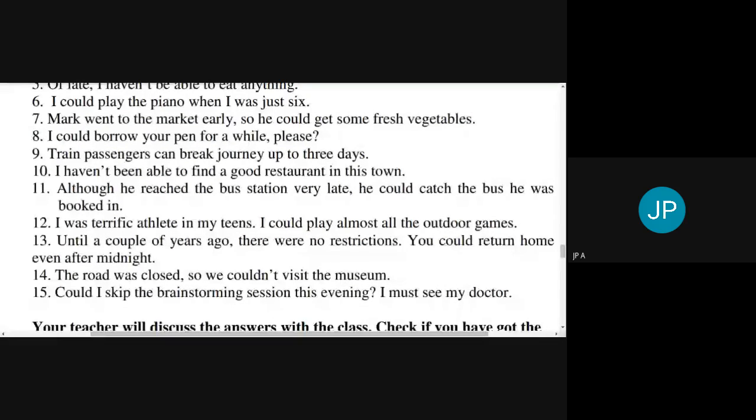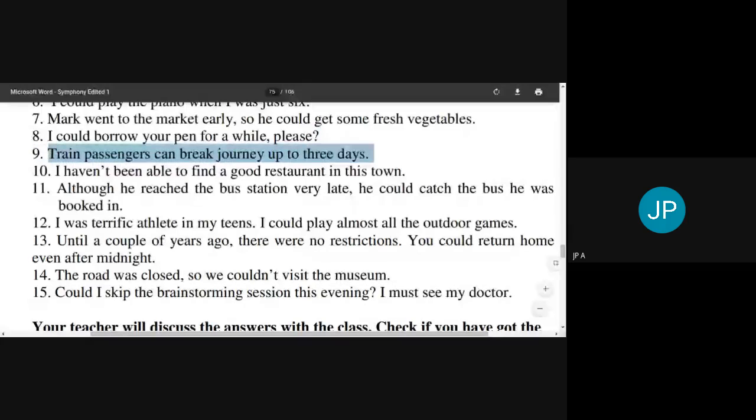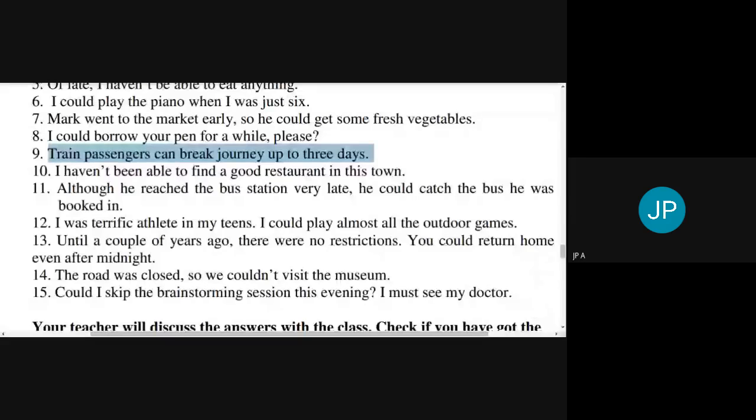9th one is: Train passengers can break journey up to 3 days. So it is talking about a rule made by someone. That is, you can take a single ticket to Delhi and on that ticket you can break the journey. It may take 3 days to reach Delhi. So I cannot travel continuously, but I take a single ticket and I indicate which trains I am traveling on. So I can break the journey.